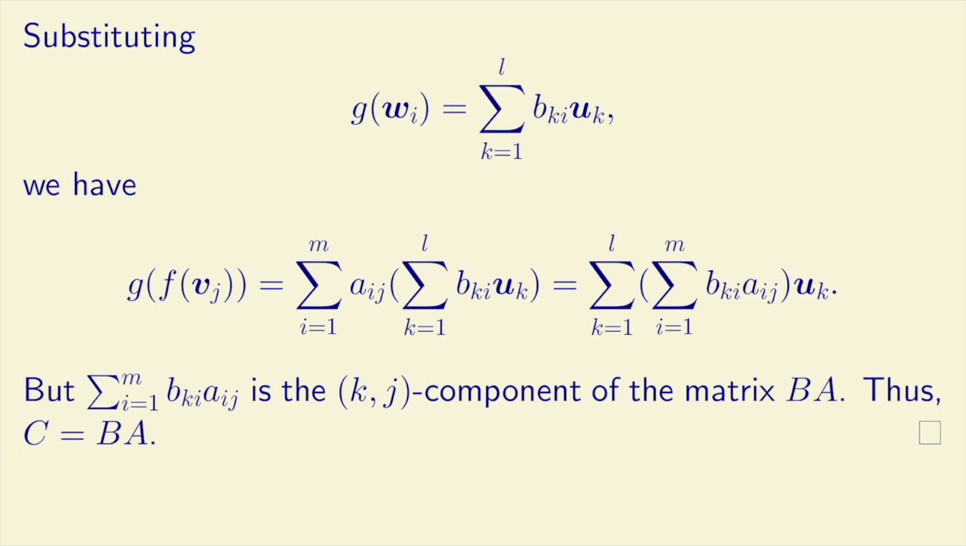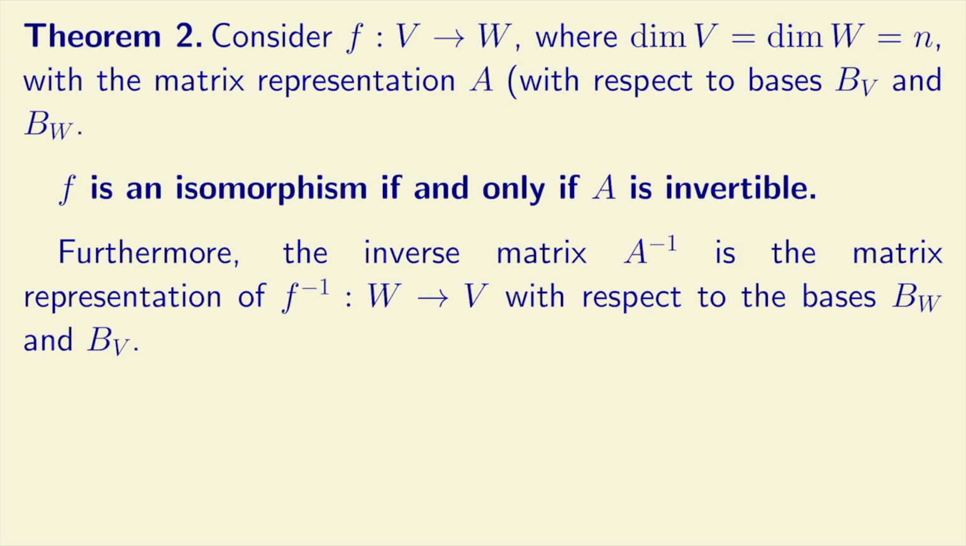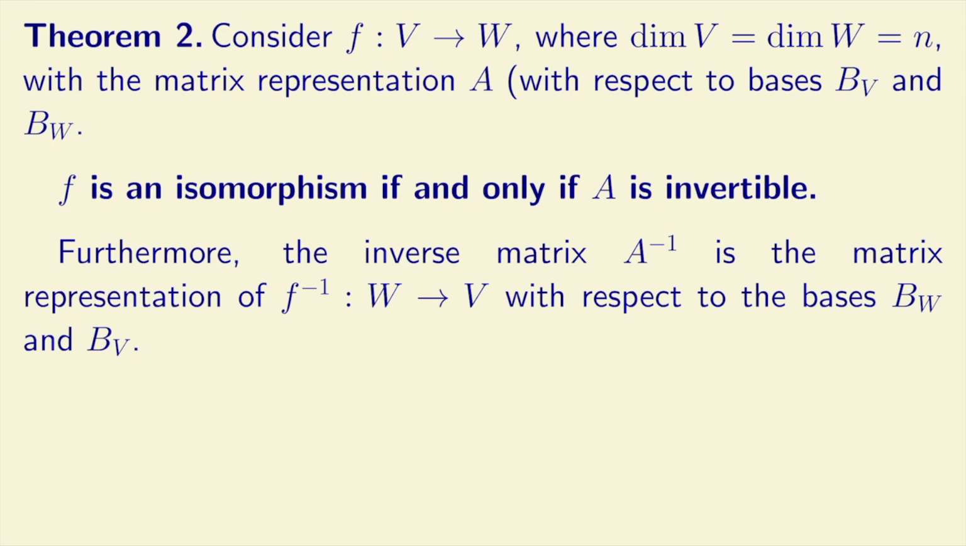The next page has Theorem 2, which links a linear map's properties to its matrix. Theorem 2 says that if a linear map F from V to W has the same dimension for V and W, then F is an isomorphism if and only if its matrix representation, A, is invertible. And the inverse matrix A inverse is the matrix representation of the inverse map F inverse. So a linear map is invertible if and only if its matrix is. That's a super neat connection, and the matrix for the inverse map is just the inverse of the original matrix.